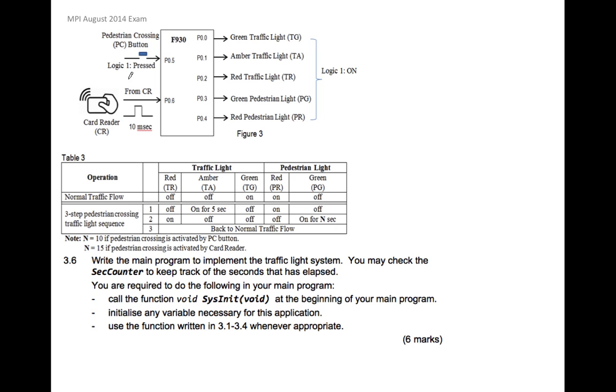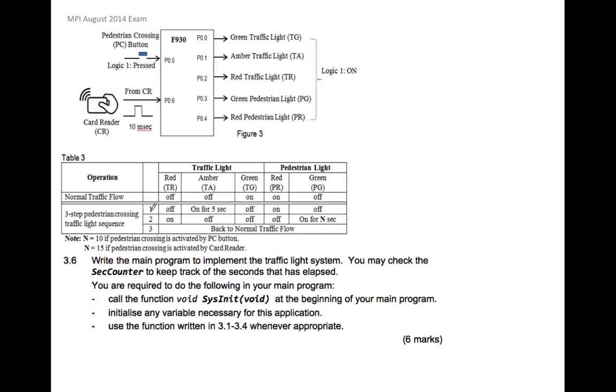When no one presses the button or flashes the card, the traffic light will operate normally. That is, only the traffic green light and pedestrian red light are on. When any of these inputs is activated, the traffic light will change to operate according to the sequence described here.